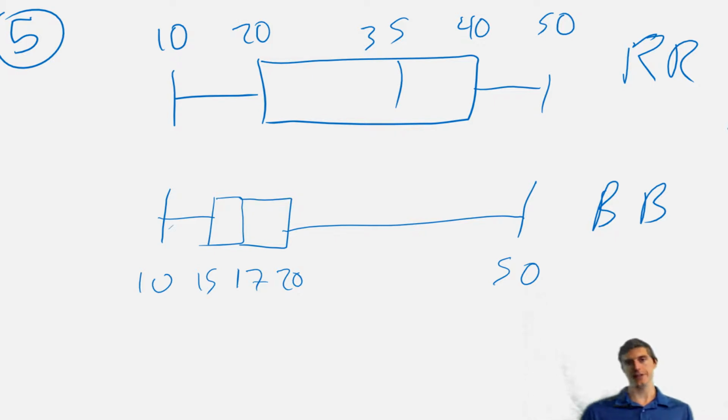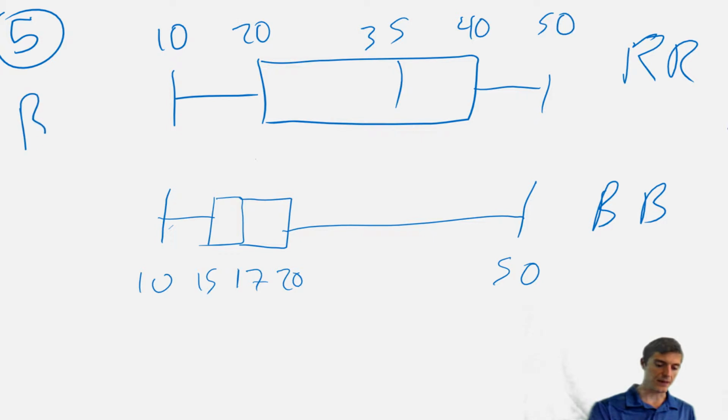So you can use all sorts of different ones for this one. It's pretty straightforward. You can use their medians to make an argument. Half the time, Ricky Raindrops scores more than 35. And you can say, compare that to Barry Bounce Pass, who only half the time scores more than 17. So you could use that as an argument. You can also use their quartiles to make an argument, which kind of leads us into question B.